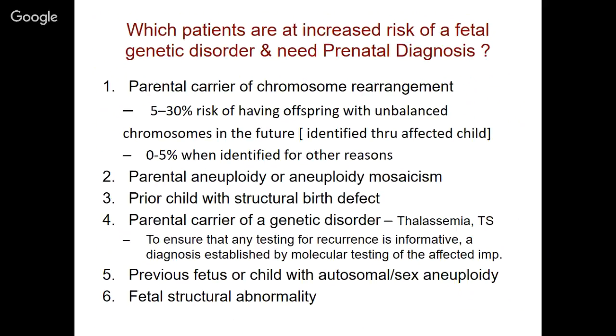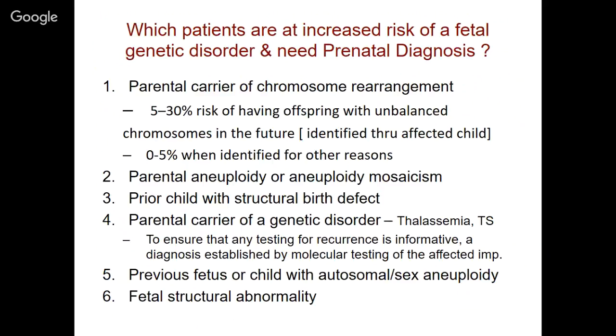fetus. If there is some parental aneuploidy, say if one of the parents has Klinefelter syndrome, or you could have a Turner syndrome mosaic who could become pregnant. If there is a prior child with a structural birth defect, or if there is some genetic disorder in the family like thalassemia, neurofibromatosis, hemophilia. The previous child or a fetus had some sort of chromosomal abnormality, an autosomal or a sex aneuploidy, or if there is a fetal structural abnormality. These are all the indications for doing a prenatal diagnosis.